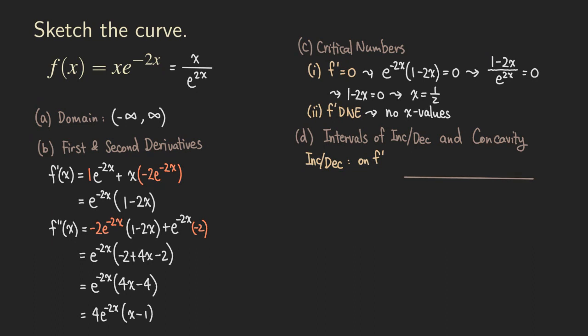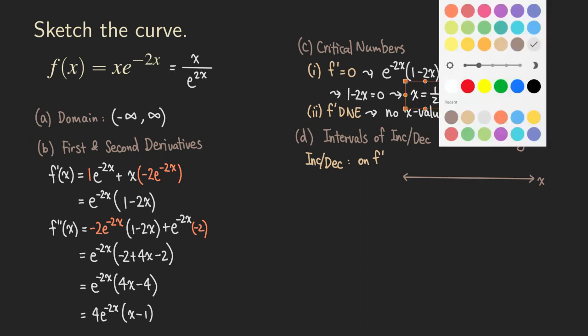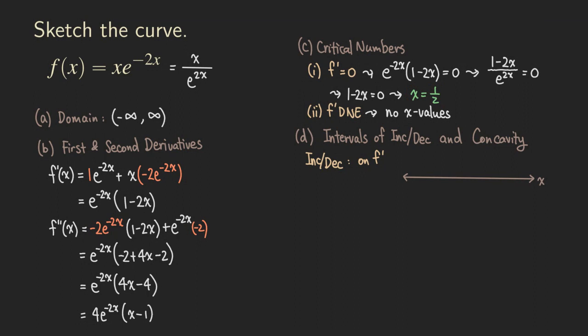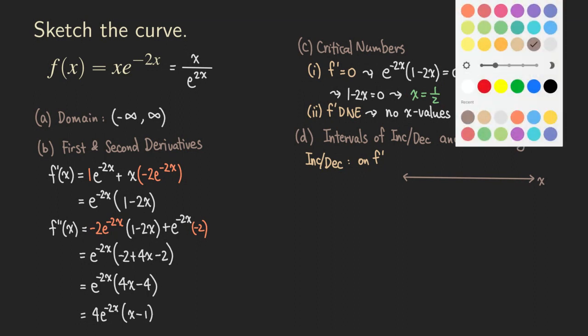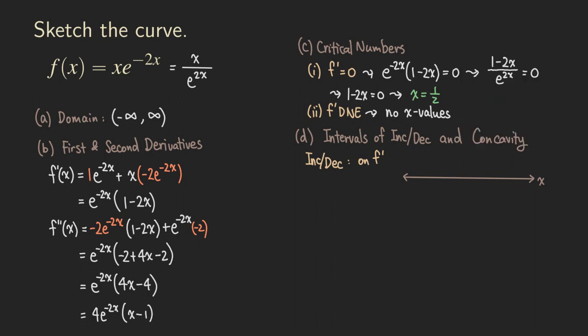Let me draw the number line right here. And then we are going to get x here. And then we only plot that one critical number on there, right? So this critical number, let me just highlight this so that you know, okay, that's our only critical number. Let me just use green on this one. Okay, so that's our critical number.